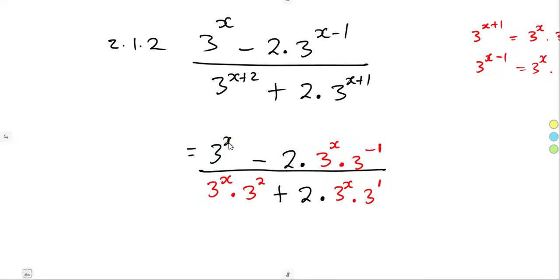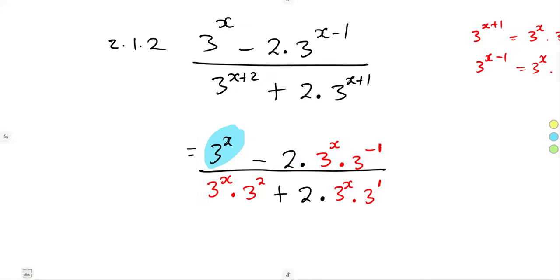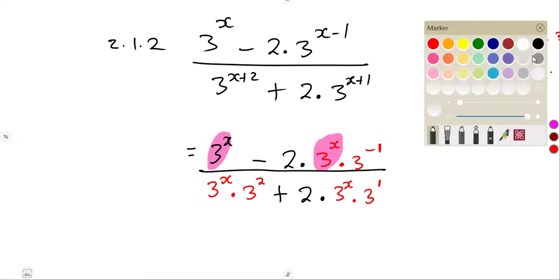There are two terms. This one is a term, and this one is a term, under a product, separated by this negative. So it means factorization can be done because this is on its own and this term is on its own. So we can see the 3 to the exponent of x here is common. Let us factor it out.